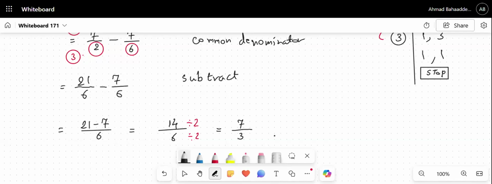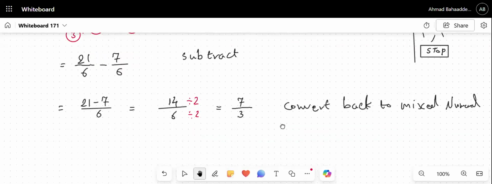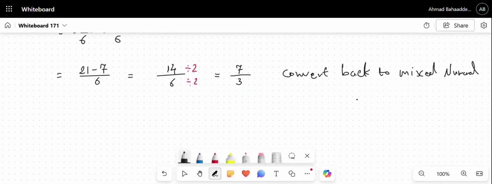Now, this is an improper fraction. We say convert back to mixed numeral. And we do that all the time. So this long division is going to be easy. And just showing you what we are going to do, as per the same method of the first example.